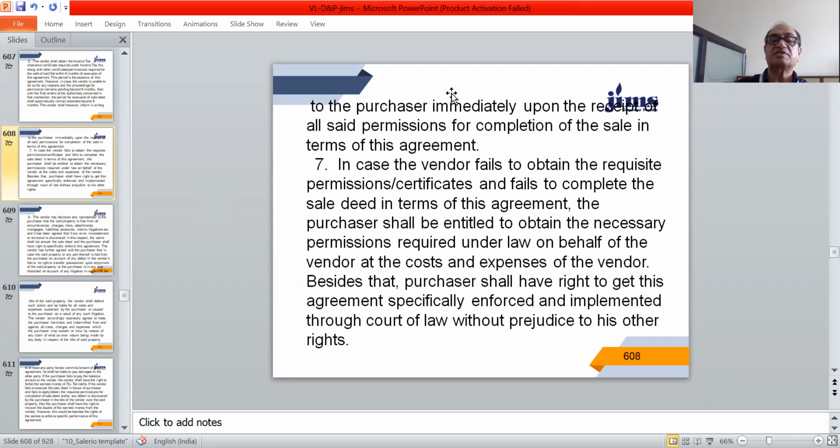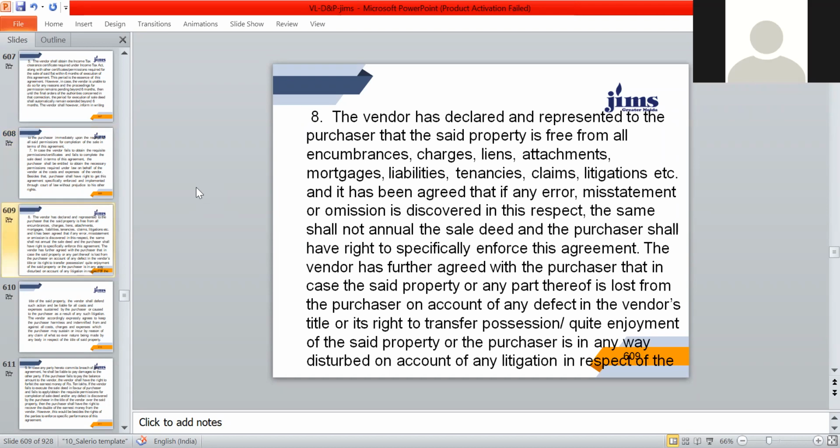Besides that, purchaser shall have a right to get this agreement specifically enforced and implemented through court of law without prejudice to his other rights. So if vendor is not obtaining permission, he is delaying, then the purchaser has a right to apply for permissions for the sale deed. Then para number 8, vendor has declared and represented to the purchaser that the said property is free from all encumbrances, charges, liens, attachments, mortgages, liabilities, tenancies, claims, litigations, etc.